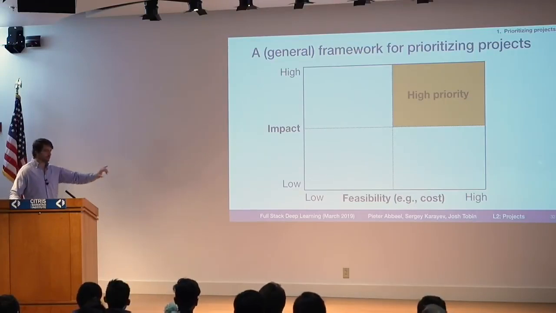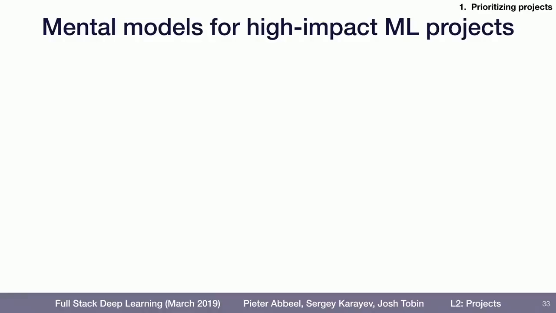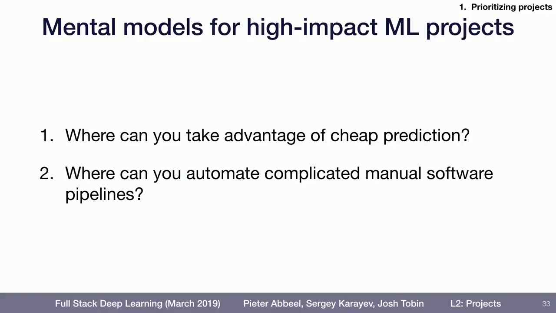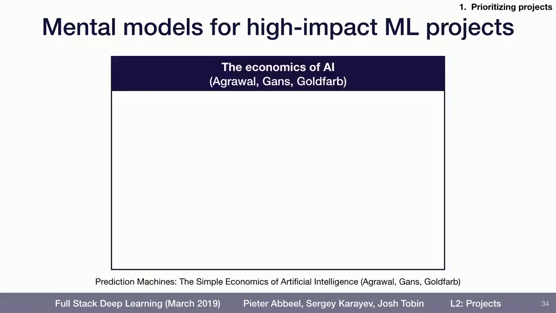So the reason I talk about this is because I want to break this down and look at impact and feasibility in the specific case of machine learning projects. So starting with impact, what are some mental models you can use for finding high-impact machine learning projects? And again, these are taking advantage of cheap prediction and automating complicated manual software pipelines. And I'll talk about each of these.